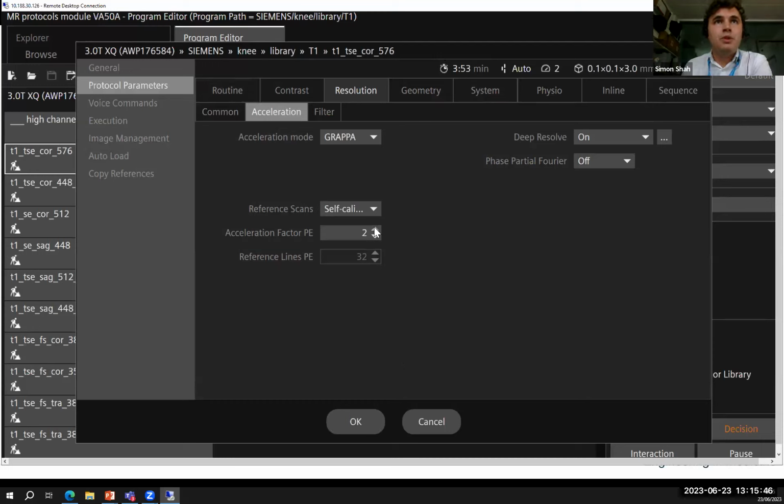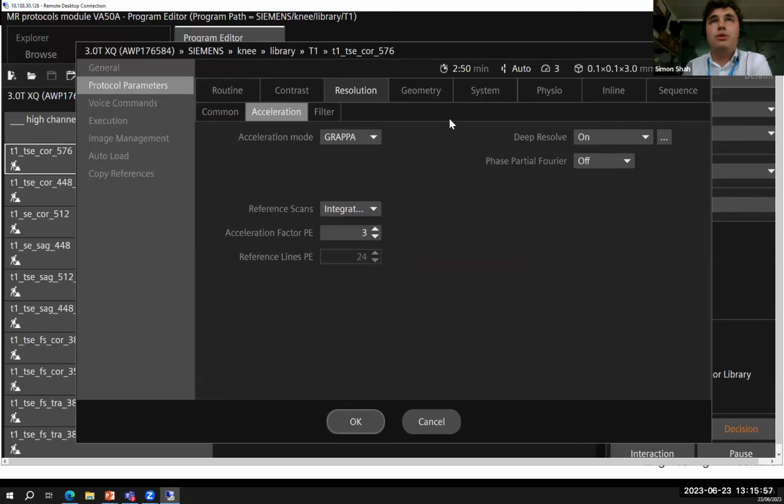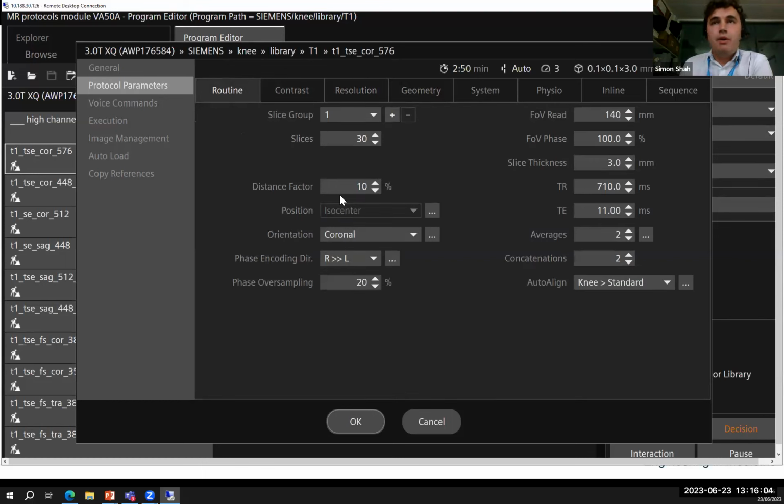So the first thing I may do is turn GRAPPA up, click away to allow it to enable. It then switches some of the reference scans, but now you see we shorten the scan. We've gone from 3.5 minutes to 2:50. We go to the front page and we notice there are quite a few averages here. Let's turn one of them down. And now we're down from a 3.5 minute scan to a 1.5 minute scan. So I've saved 2 minutes. I've not run this protocol, but I've done quite well, I think.